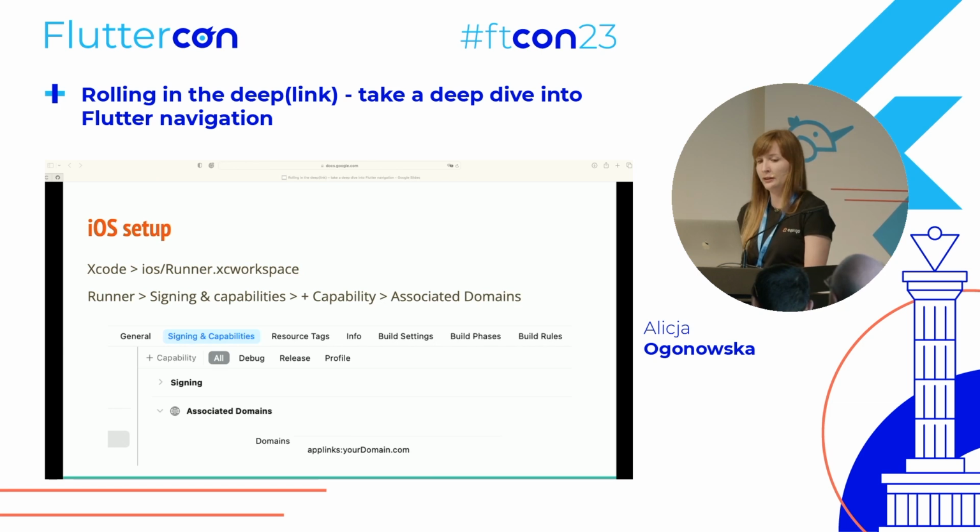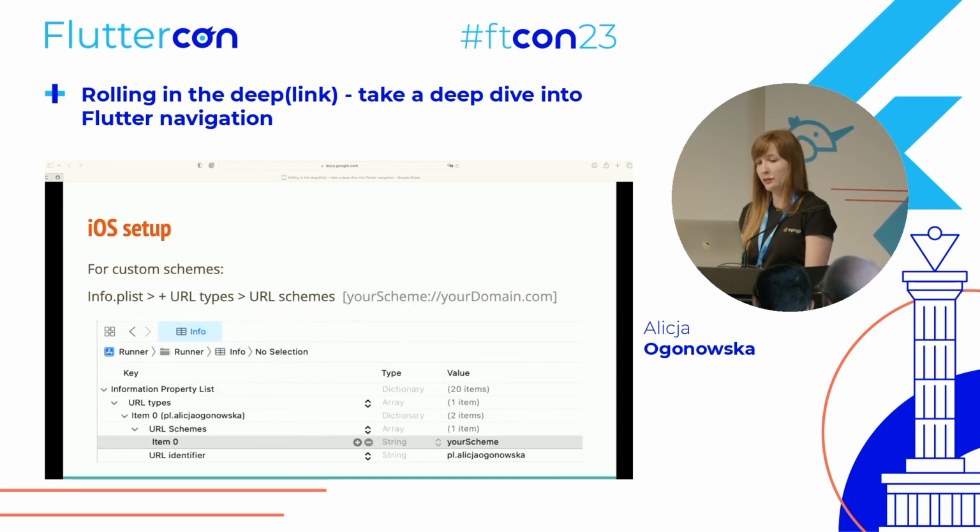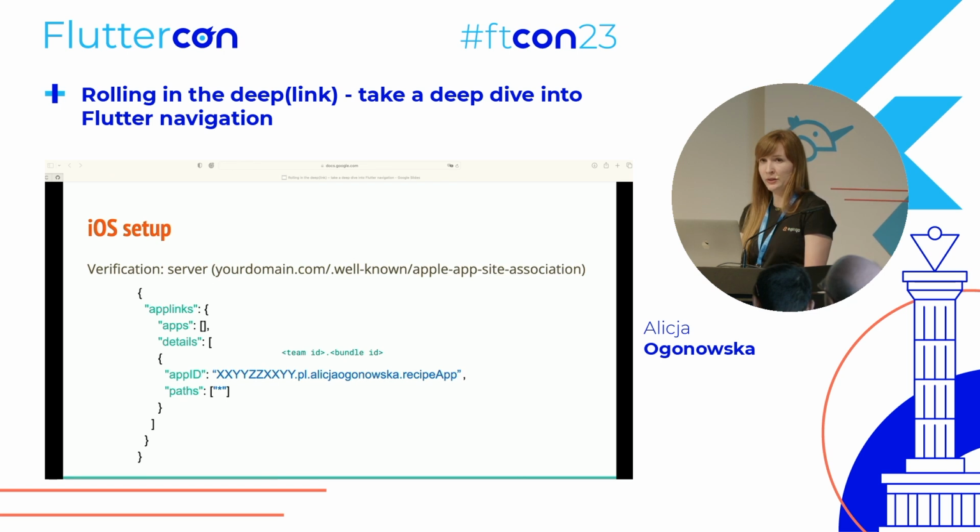And when it comes to iOS, you need to add the associated domain. You do that in Xcode. You add it as a capability, and it's in the format applinks: and then your domain. If you want to use a custom URL scheme, you also have to define that, and you do that in the Info.plist file. And that's it when it comes to iOS code. The rest is happening on the server. You also need to host a special file called apple-app-site-association in the well-known folder. In there you give the app ID, and you define the paths that you want to support.